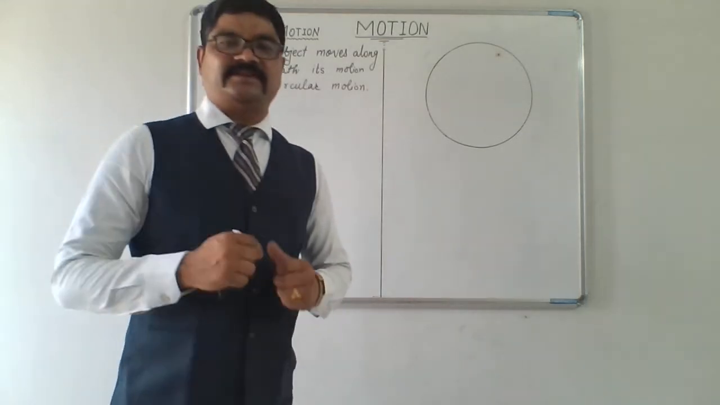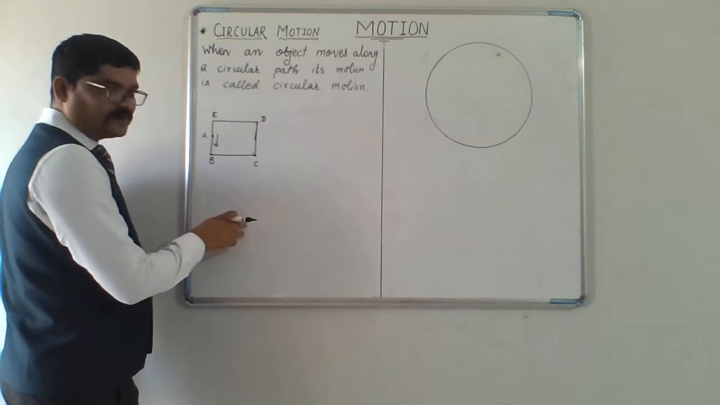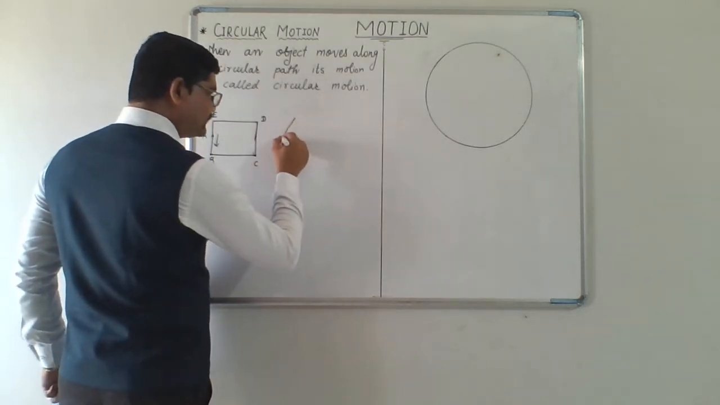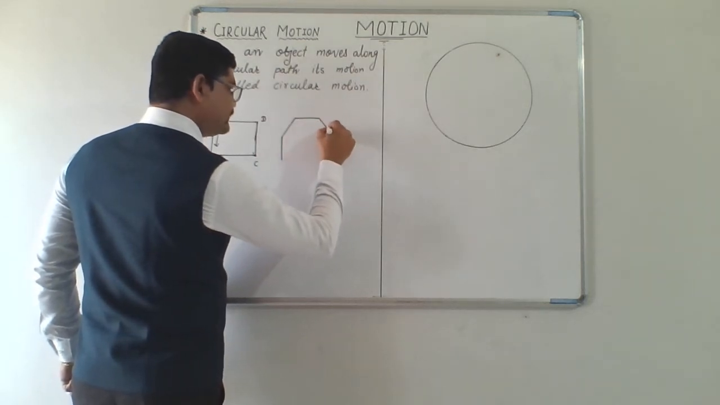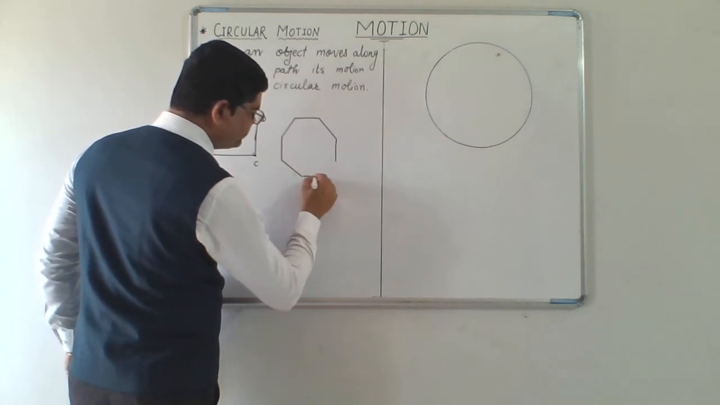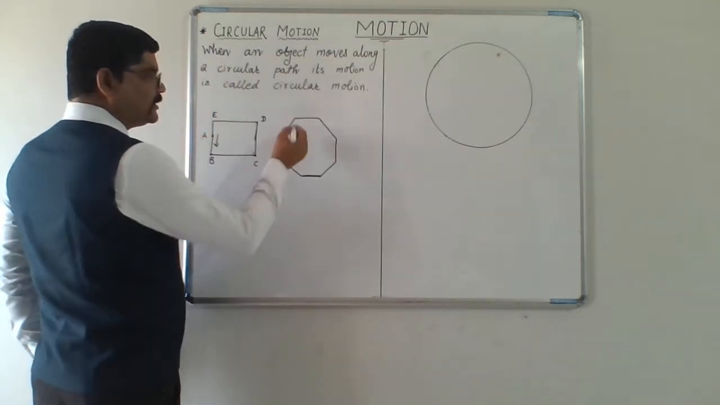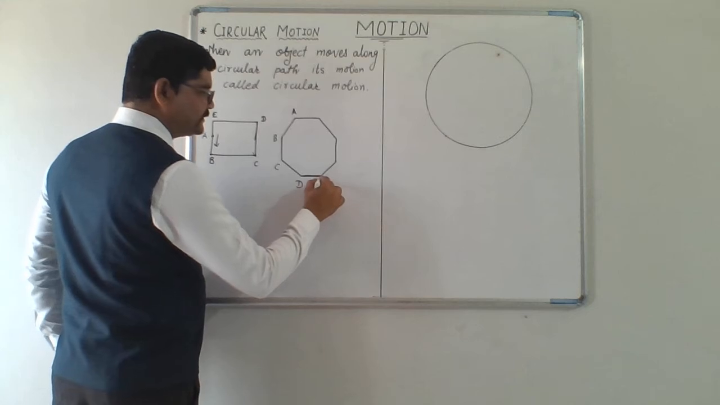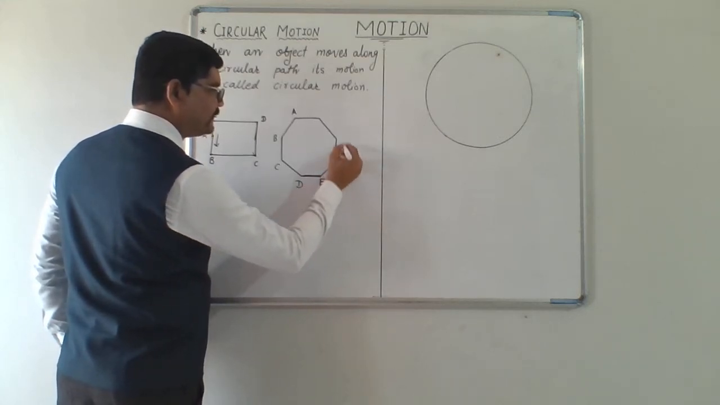Now let us increase the number of sides of this diagram, or the track. So if the track is now like a hexagon, if the track is like this, then we will have points A, B, C, D, E, F, G.